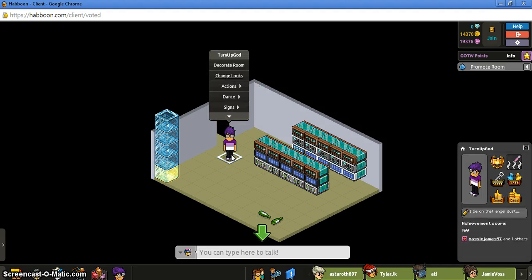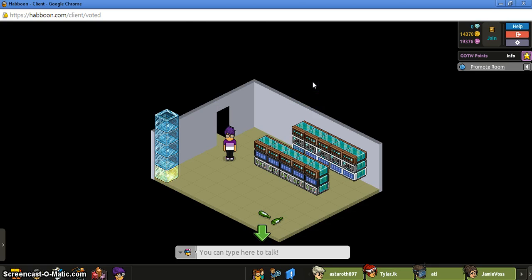Sort of like a tutorial and just showing off what I have at the moment. And this is a Habbo Hotel, another retro of Habbo Hotel. And this is based off of Wired Furni.